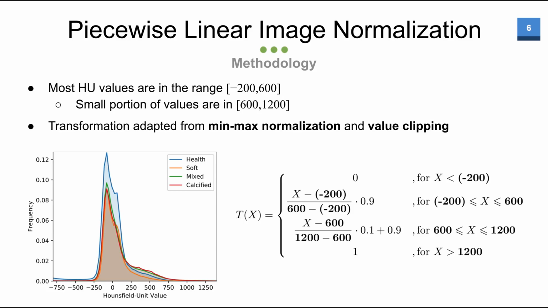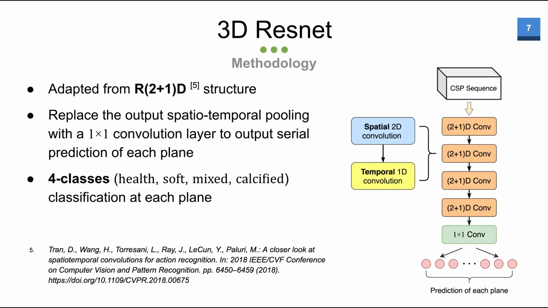From the histogram of pixel values of the extracted planes, we find that most of these values range from -200 to 600. Furthermore, a small portion is in the interval between 600 and 1200. Therefore, we design a transformation adapted from min-max normalization and value clipping to map all pixel values into the interval from 0 to 1.